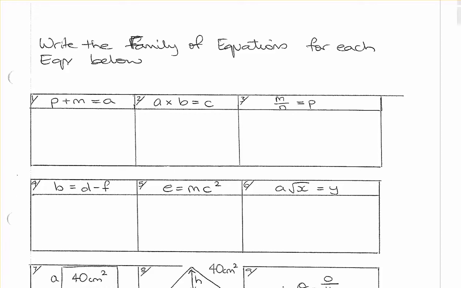Okay, so we're asked to write the family of equations for each equation below. So number 1, here's an equation. Rearranging that, we have p equals a minus m. We could have m equals a minus p, obviously swapping those two around as well. A times b equals c, so a will be c over b, and b would also be c over a.